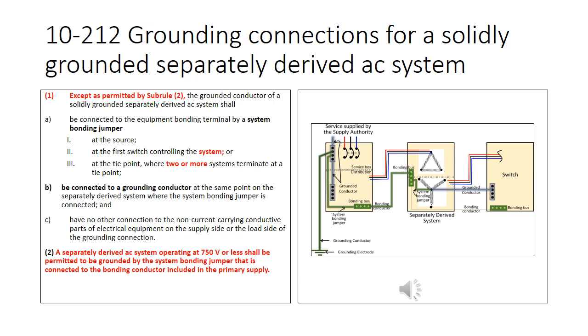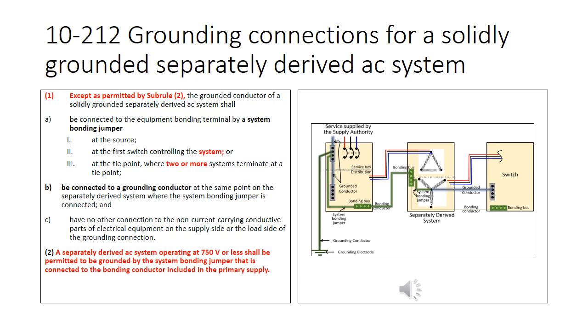Subrule B, be connected to a grounding conductor at the same point on the separately derived system where the system bonding jumper is connected, and C, have no other connection to the non-current carrying conductive parts of electrical equipment on the supply side or the load side of the grounding connection.